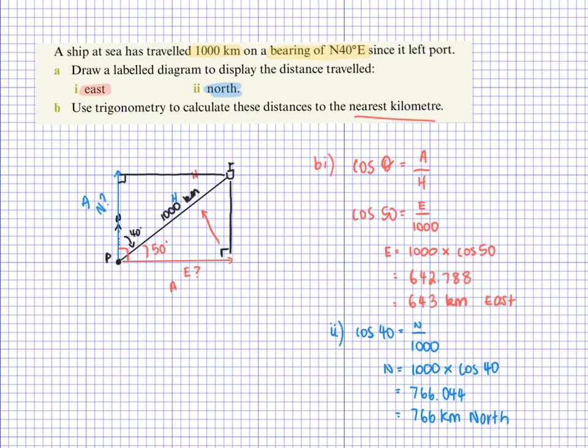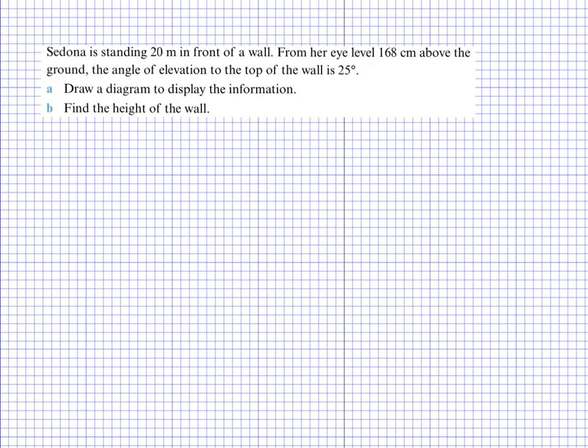One more question. Sendona is standing, again highlighting our information, 20 metres in front of a wall. From her eye level, 168 centimetres above the ground, the angle of elevation to the top of the wall is 25 degrees. Part A, draw a diagram. Part B, find the height of the wall.